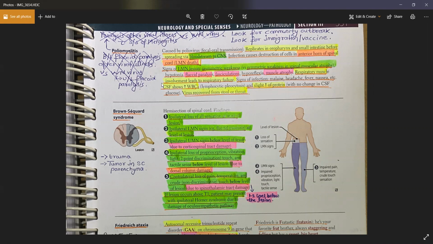On the CSF examination, you will be seeing a high WBC count, an increase in the protein, okay, with no changes in the glucose. Just like viral meningitis, you will have symptoms like viral meningitis. You will also get the headache, okay, and yeah, the virus can be recovered from the stool or the throat. And if you guys go back to the microbiology session, we have discussed one virus that can cause lower motor neuron signs also. Does anyone remember the name?